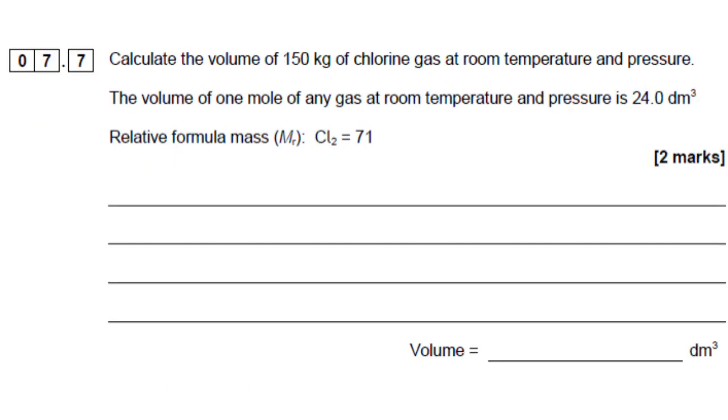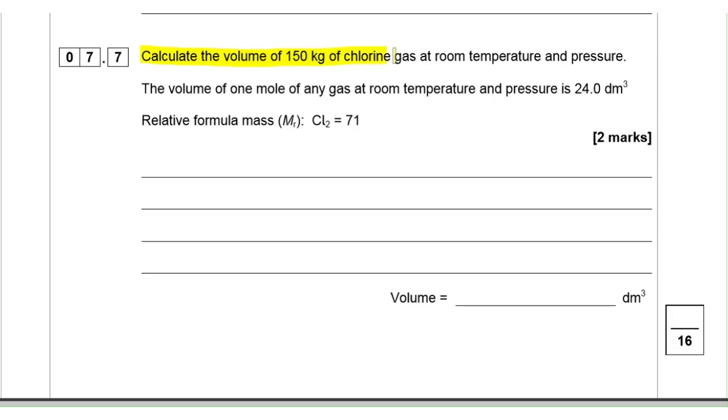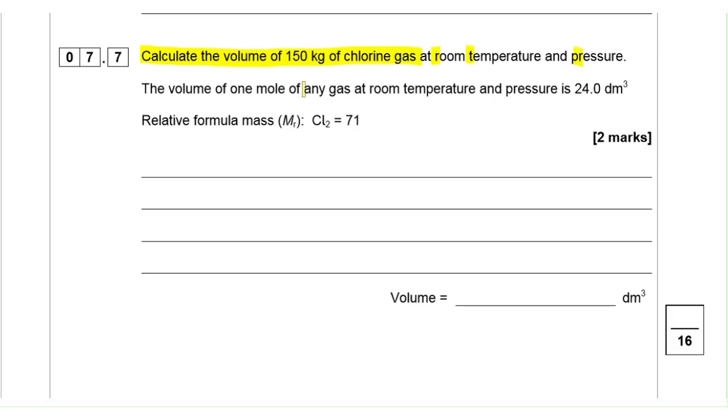Let's take a look at a past paper question. Calculate the volume of 150 kilograms of chlorine gas at room temperature and pressure. The volume of 1 mole of any gas at room temperature and pressure is 24.0 decimeters cubed. The relative formula mass for chlorine is 71, and this is a 2-mark question.